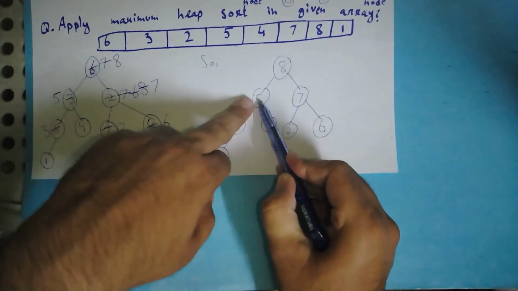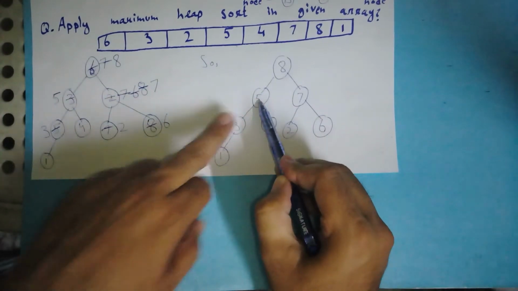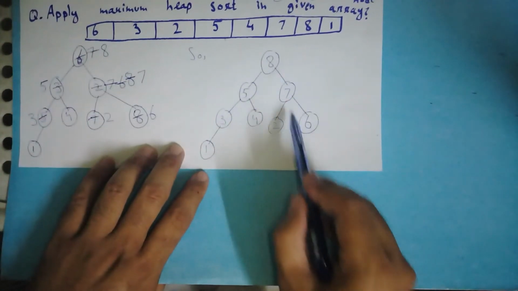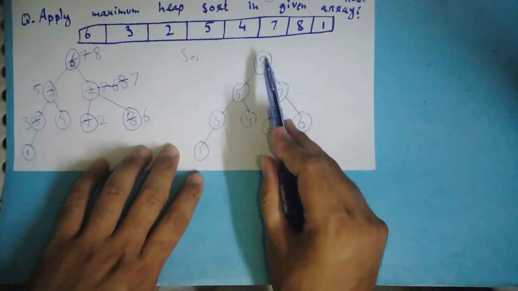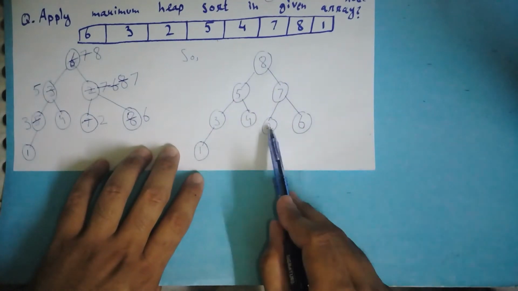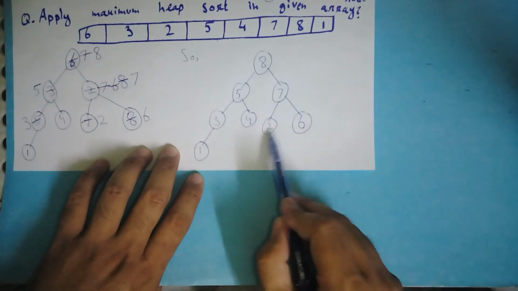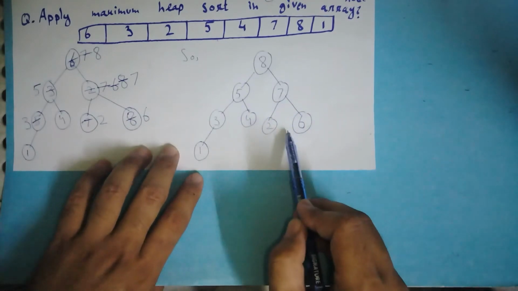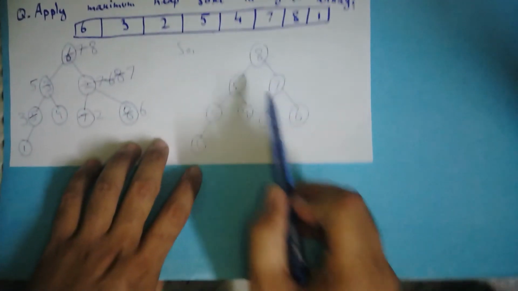Now 5 is a child node of that node, this one is a parent node of this node, and 5 is less than 8, so the condition is true. Now if I come over here, 7 is a child node of this one, and 7 is less than 8, meaning the condition is true. Now 2 and 6 are the child nodes of that node, and 2 and 6 are less than 7, so the condition is true.